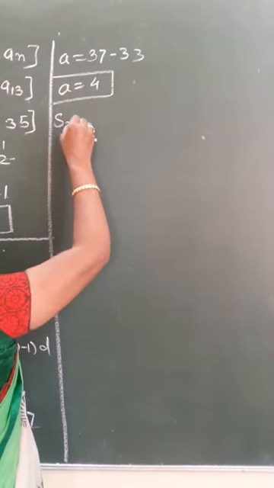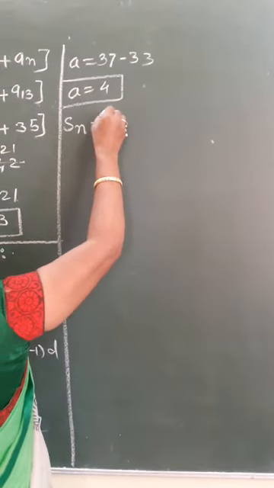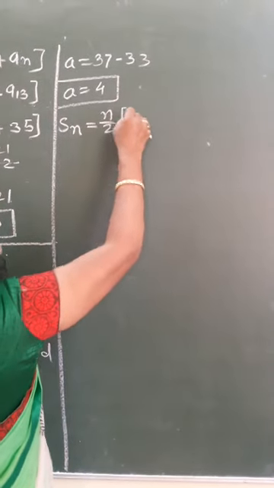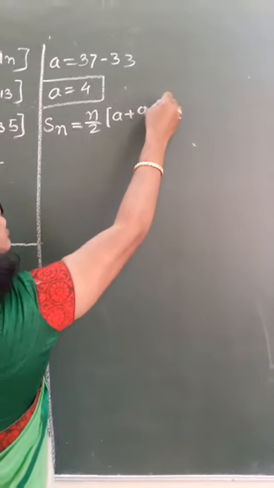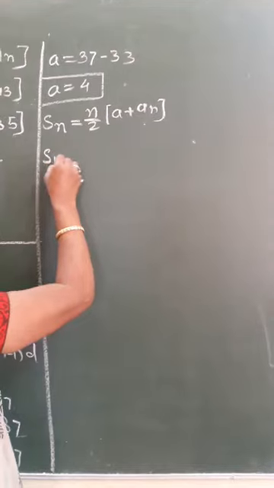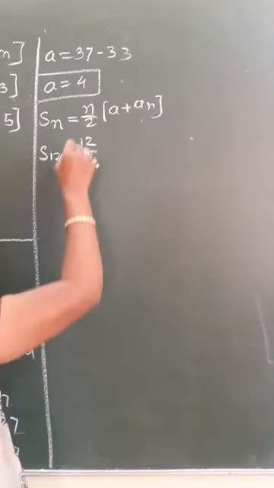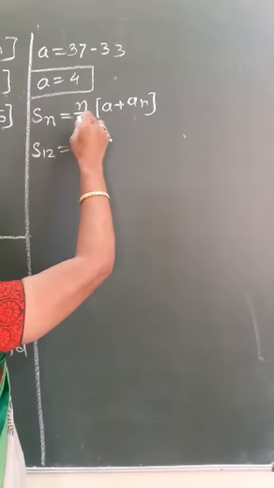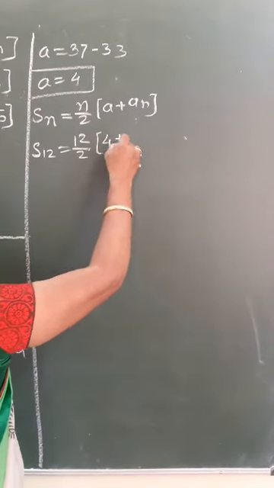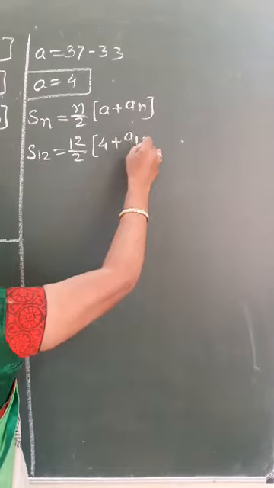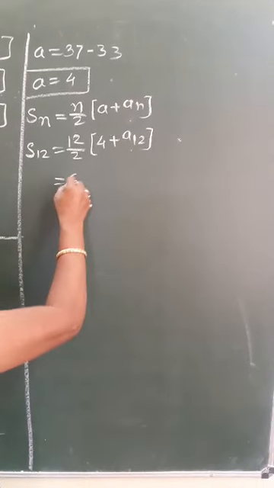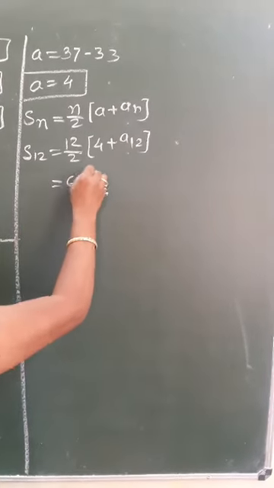S12 means we can write the formula first. Sn is equal to n by 2 (2A + An). S12 we have to find. We will get here 12 divided by 2, that is n is equal to 12, and here A we got as 4, and A12 value they have given already, that is nothing but 37.